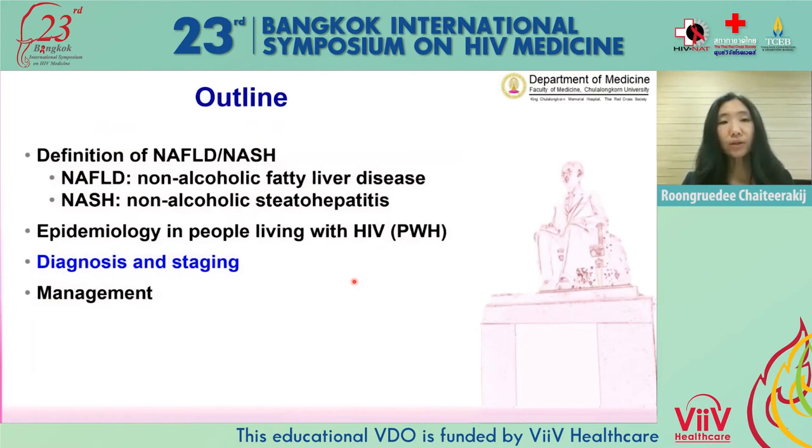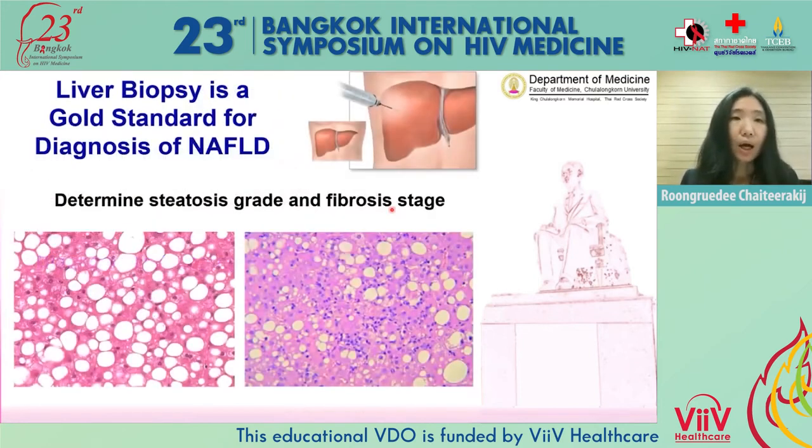Moving on to the diagnosis and staging of fatty liver. Liver biopsy is the gold standard for diagnosis of fatty liver. This can distinguish simple steatosis from NASH, and it can also identify secondary causes of liver disease and stage fibrosis.